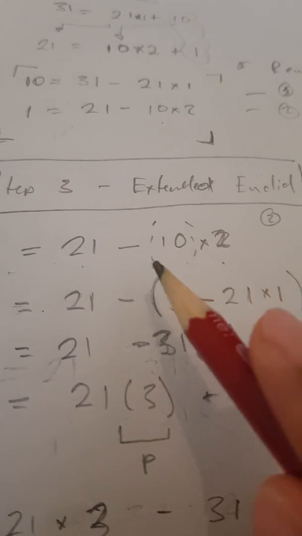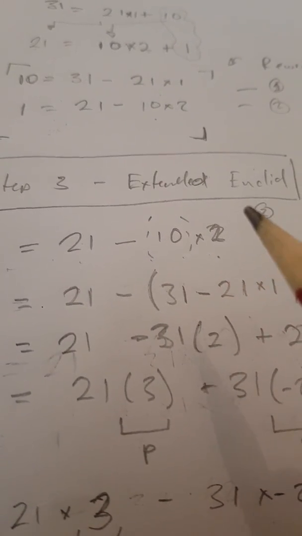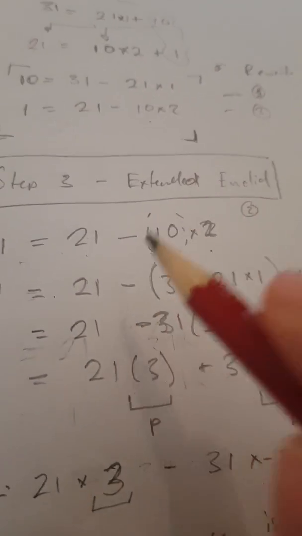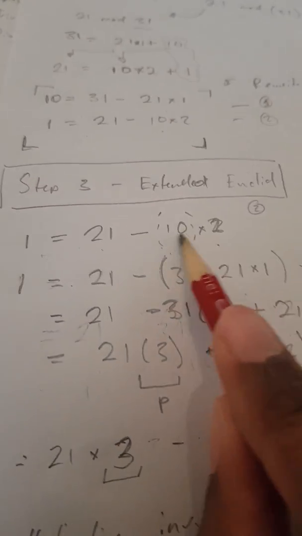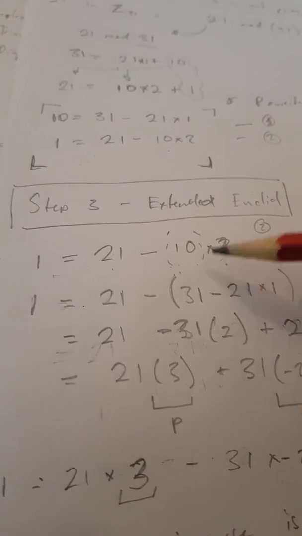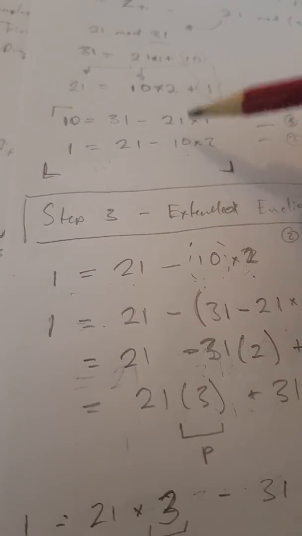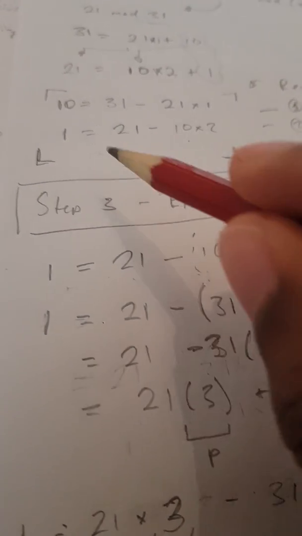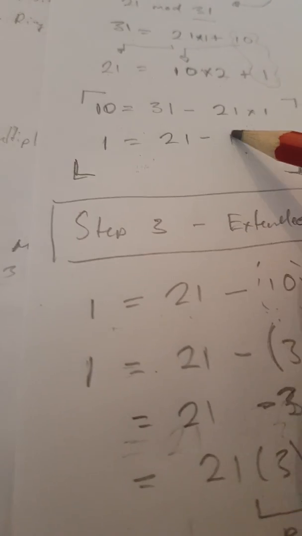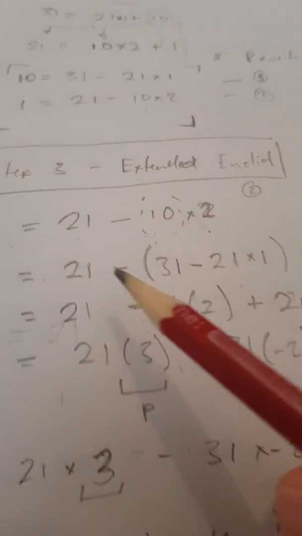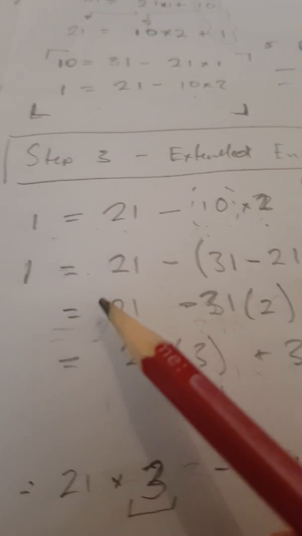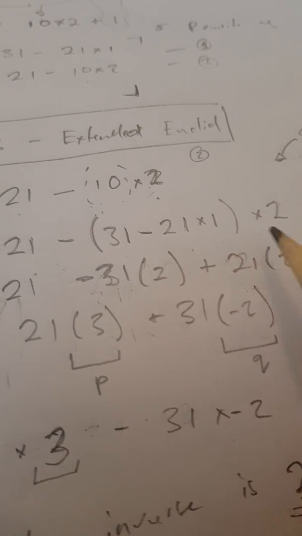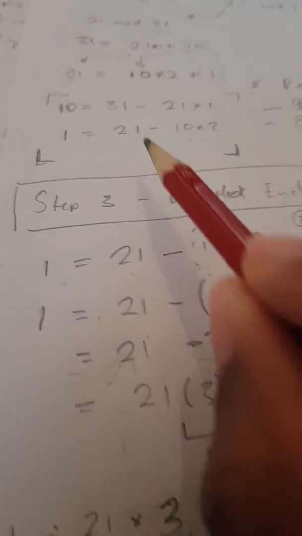Do not combine these two, because 10 is treated like a variable. That is the trick. So we write it down. And now we have to substitute in from the previous equation for that variable. The common variable we see is 10, and 10 is equal to 31 minus 21 times 1. So we take that and substitute it in, and we get 1 equal to 21 minus (31 minus 21 times 1) times 2. You see, we just take this from here.